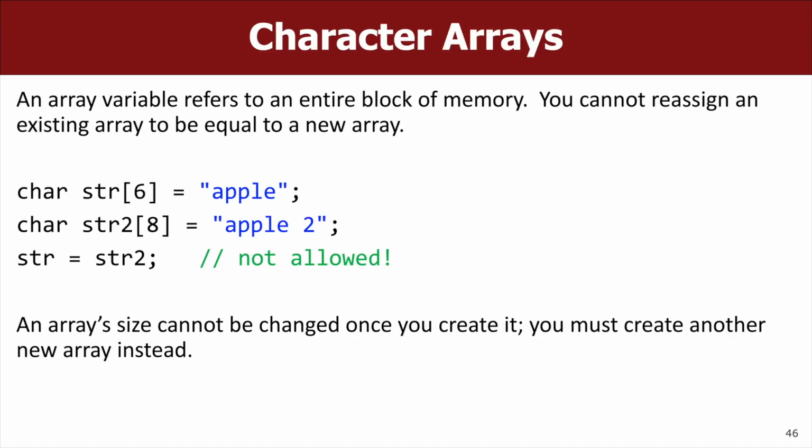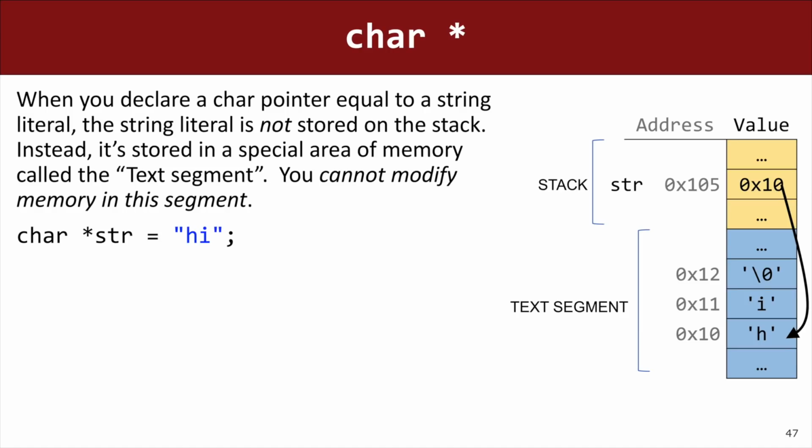So that's character arrays. If you declare a char pointer equal to a string, just like this with a string literal, what happens is it turns out the string literal is not stored on the stack. Instead, it's stored in a special area of memory called the text segment. And the text segment is read-only. It's memory that does not belong to you, and so for that reason, you cannot modify memory in this segment. In the diagram at the right, I've shown that the text segment is just way further down in memory than the stack, but it's still, again, just part of this really big array of bytes.